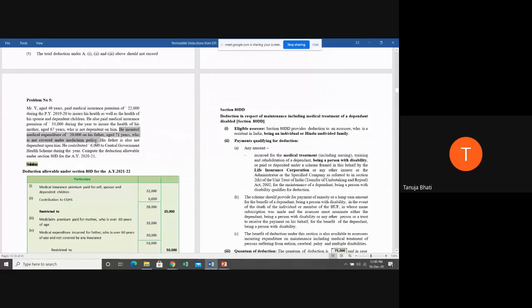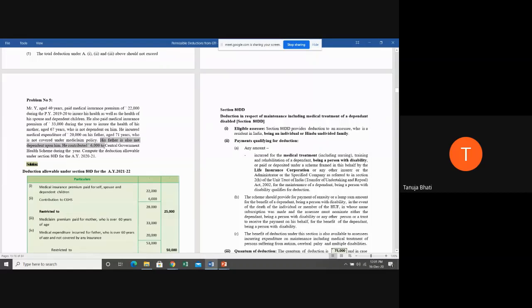So we know that if a particular parent is not covered under a Mediclaim policy, the limit of deduction is 50,000, which is included in that limit of the parents, 50,000. So yes, if you add 33,000 plus 20,000, it becomes 53,000. But for parents who are senior citizens, the limit is only 50,000. So the additional 3,000, he will not be getting the benefit of it.